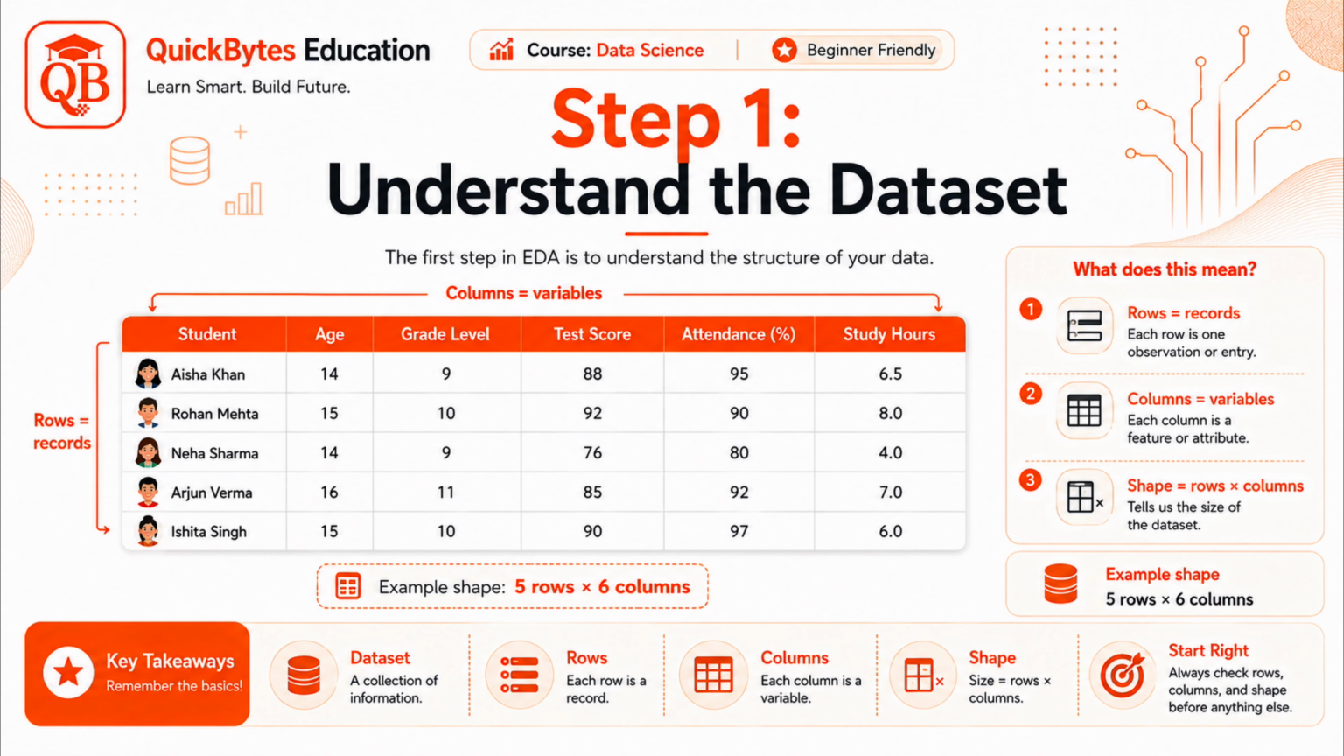At the start of EDA, you want to know the dataset's shape. Shape means how many rows and columns the dataset has. This gives you a quick sense of the size and structure of the data.